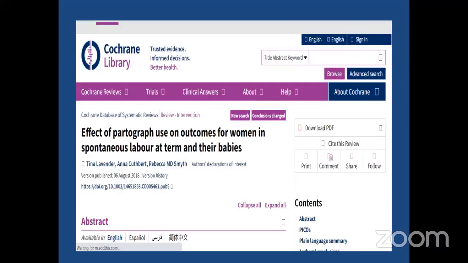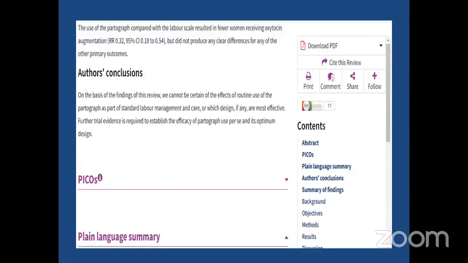At the same time, we know that Cochrane, the Cochrane collaboration of evidence-based medicine, is the end all and be all, and they have shattered many myths. They started doing a review and they wanted to see the effect of the use of partograms on outcomes for women in spontaneous labor at term and their babies. So exactly what we wanted to know: what is the outcome of the mother and the baby when we are trying to follow the partogram. And they came to the conclusions.